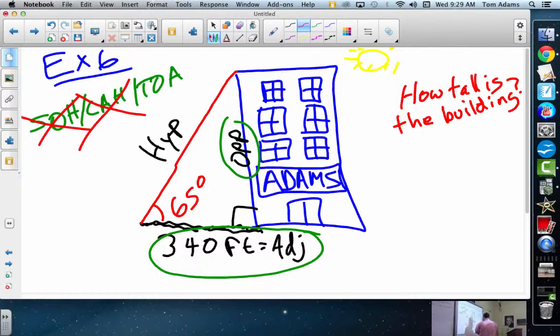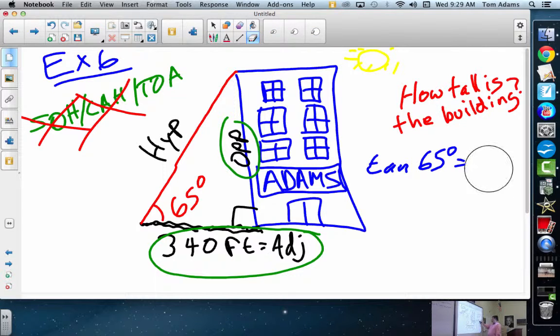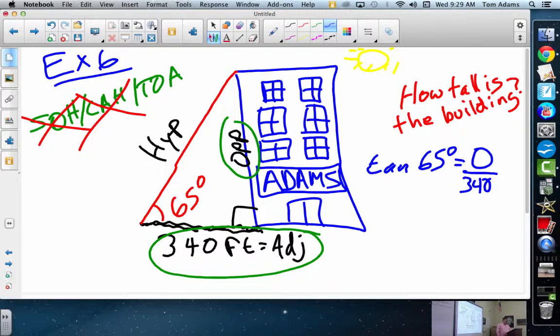So now, the only thing I have to do is say tangent of 65 degrees is equal to, I apologize, my smartboard has sensitive spots, is equal to the opposite, which I don't know, over the adjacent, what I do know, which is 340 feet. So how can I solve for the opposite? What algebraic maneuver must I do next? Multiply by 340 on both sides. So if I take 340 times tangent of 60 degrees, that'll give me the opposite.